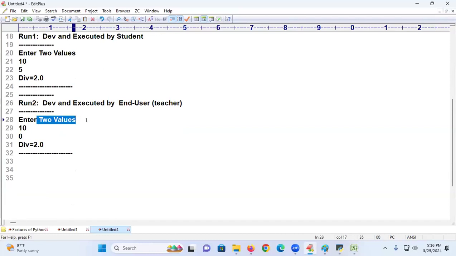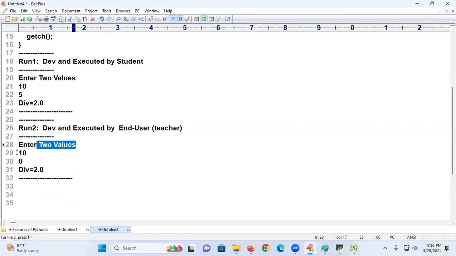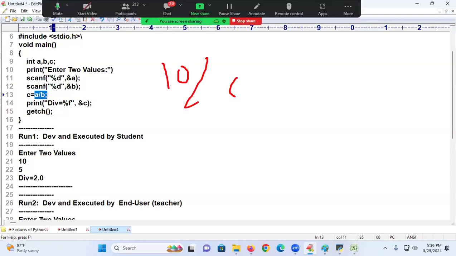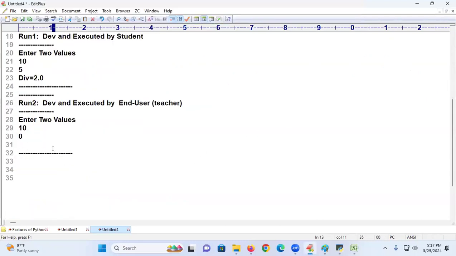Enter two values. What are your values now? 10 and 0. What will be the answer? Do you know? In this case, 10 by 0, what will happen? It cannot process, your CPU. Anything by 0. In mathematics, it is called infinity. Will you get infinity in C language? You try to execute, you'll get one beautiful output: do you want to close the software? After going home, do that.